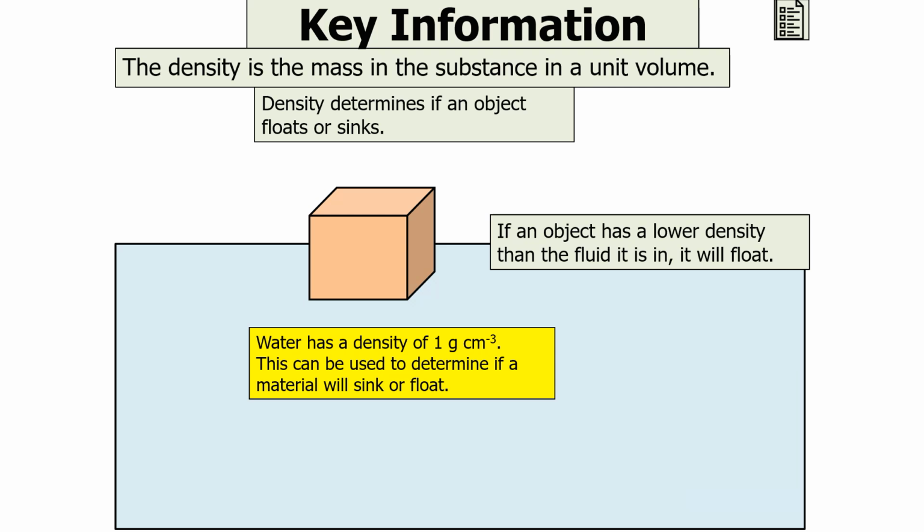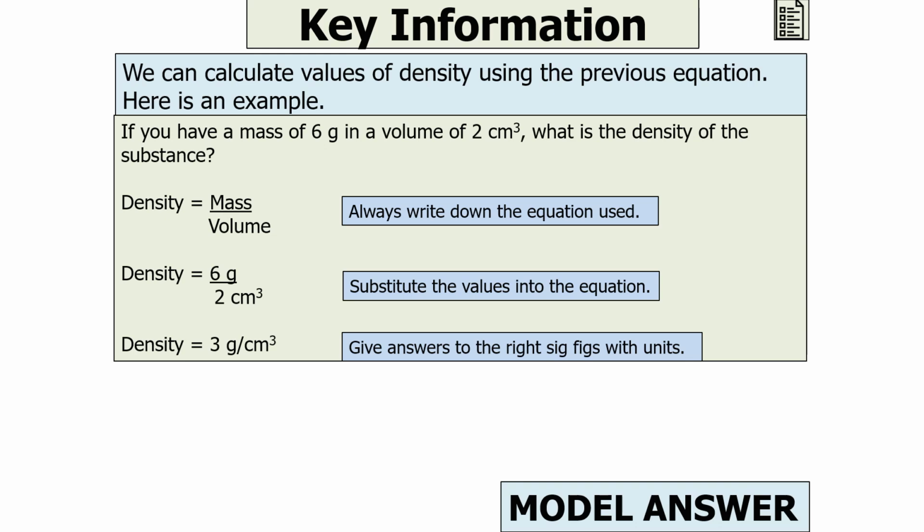So you could think of 1 gram per centimeter cubed as that 1 centimeter cubed of water has a mass of 1 gram. So let's have a look at how to calculate density. If we've got a mass of 6 grams in a volume of 2 centimeter cubed, what is the density of the substance? So the density is the mass divided by the volume. So it's 6 grams over 2 centimeter cubed. So therefore the density is 3 grams per centimeter cubed.